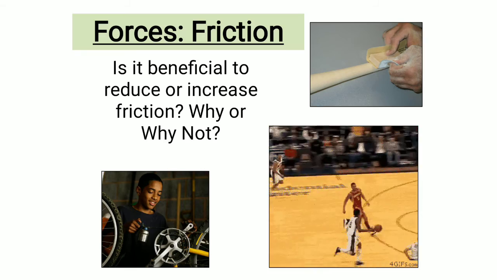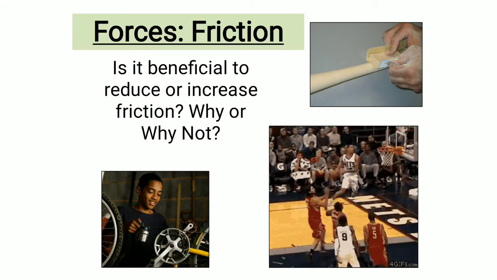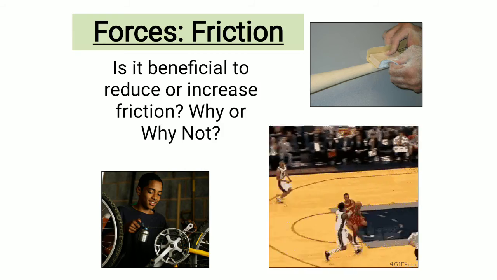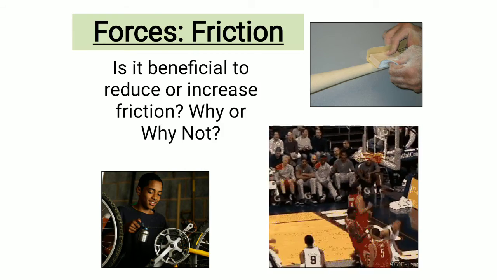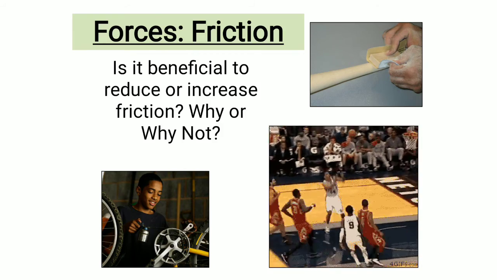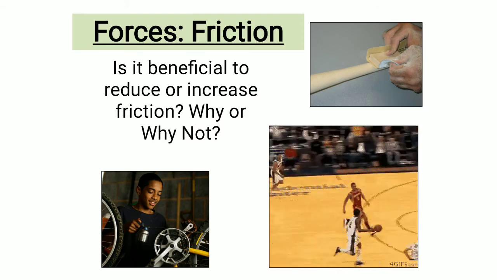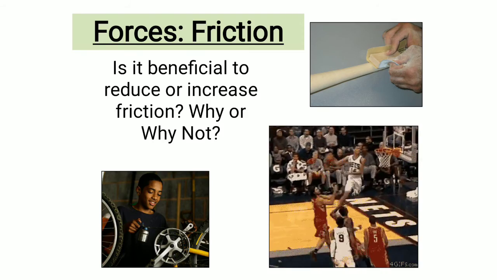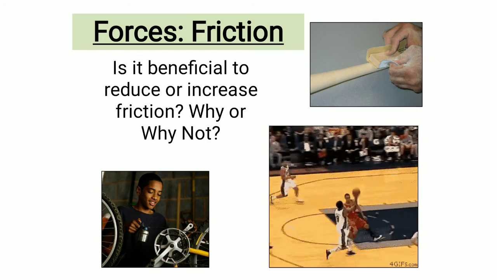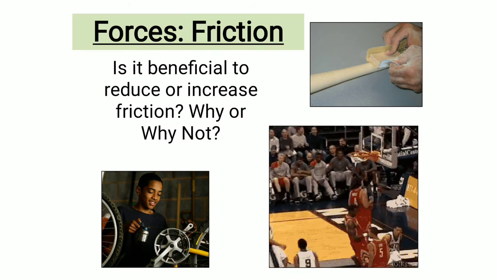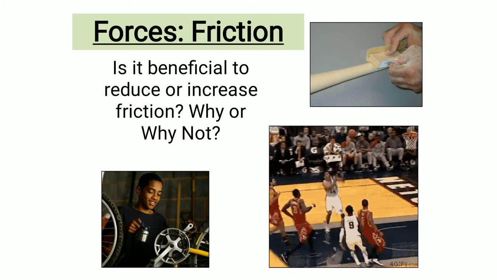But whenever we are cycling, friction causes a lot of problems. We have to apply a lot more effort. So that's why this youngster on the left hand side is lubricating his cycle to reduce the friction. So friction has both good and bad sides. That's why friction is called a necessary evil.